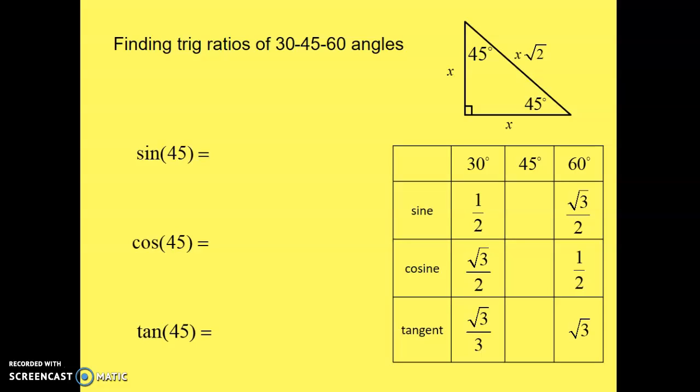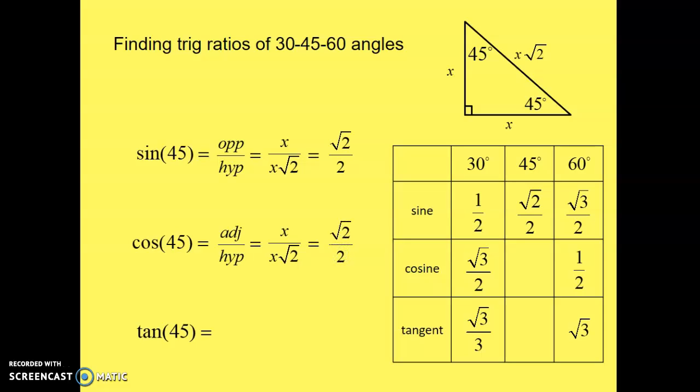All right, same idea. So for the sine of 45, it's opposite over hypotenuse. So you'll get x over x root 2, which gives you 1 over root 2. Again, just like before, when we had this tangent of 30, you have to rationalize your denominator, so you get root 2 over 2. For cosine of 45, adjacent over hypotenuse, again, you're going to get the same thing because it's still an x for the side length. So you have x over x root 2 again, which gives you root 2 over 2.